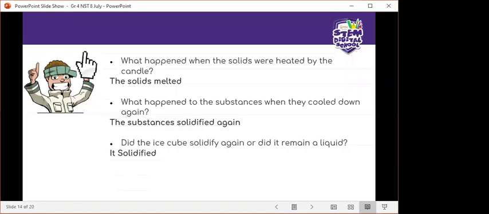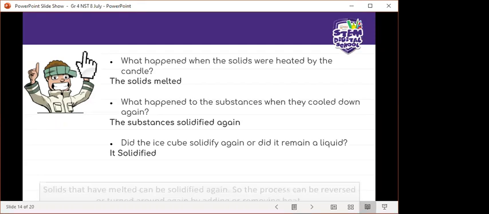Oh, sorry, guys, I wrote a wrong answer. Please do not write it solidified. It remained a liquid. Okay, so the ice cube did not solidify, it remained a liquid. This is the incorrect answer. The answer that's appearing on screen is incorrect. The ice cube remained a liquid.